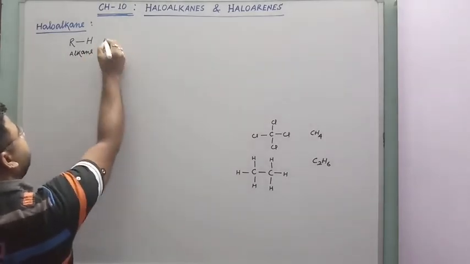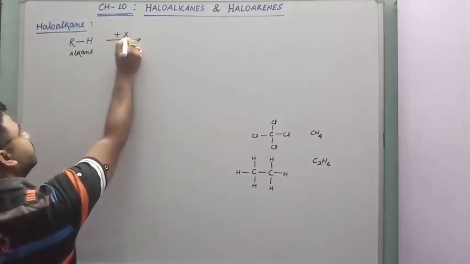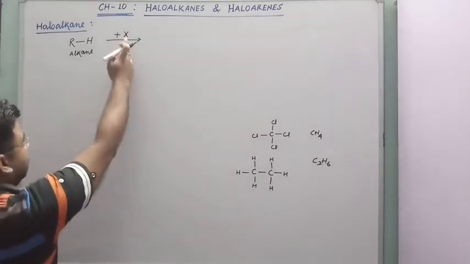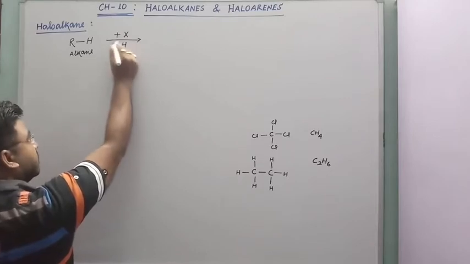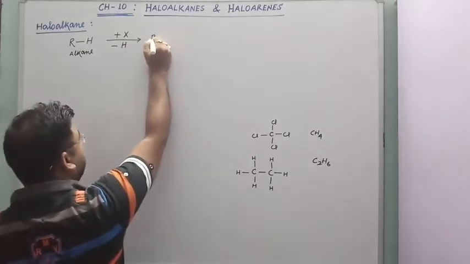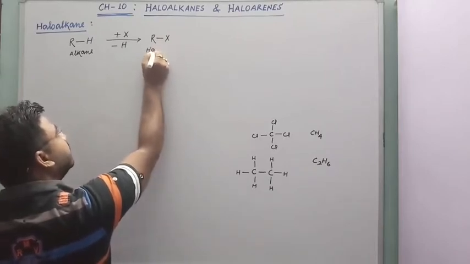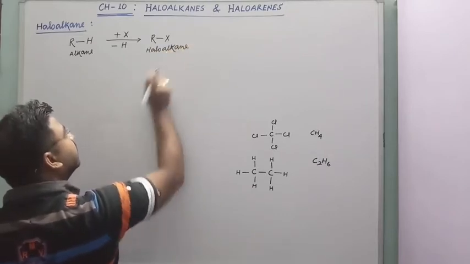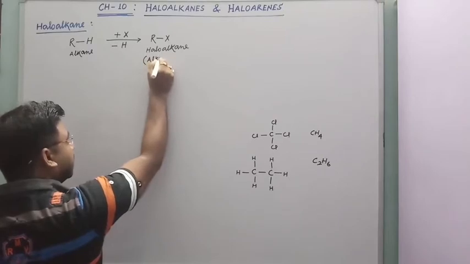This alkane adds one halogen. Here X is any halogen, say it may be fluorine, it may be chlorine, it may be bromine. So one halogen is attached with this alkane group. So one hydrogen is replaced and one halogen is added. Then you will get RX. Here RX is the haloalkane. So haloalkanes are also called alkyl halides.